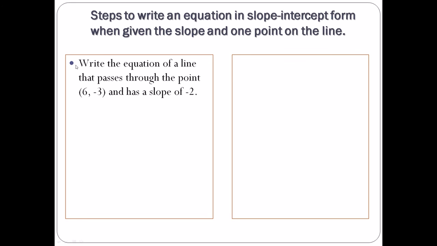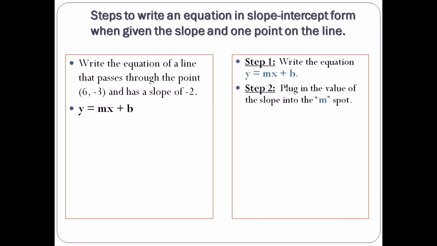So here's a sample question, I guess you could see, or you could have. Write the equation of a line that passes through the point 6, -3 and has a slope of -2. Okay, so it's going down 2, right 1, down 2, right 1. See, we could graph that. We'd be all excited. So how do we write the equation, though? Well, you need to start with y equals mx plus b. And I mean that. So if this was my work area, I'm going to write y equals mx plus b. The next thing I'm going to do is plug in the value of the slope in the m spot.